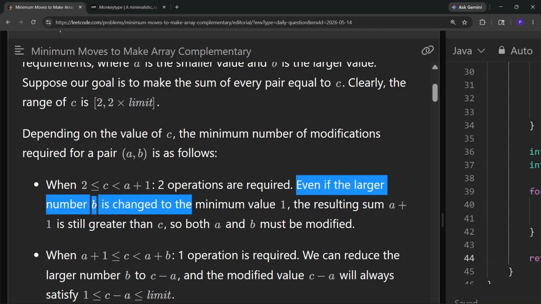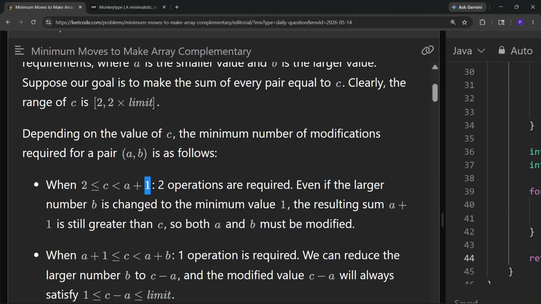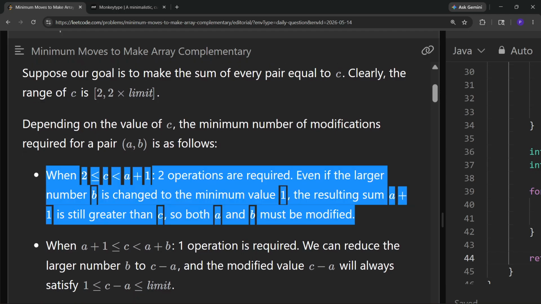Even if the larger number b is changed to the minimum value 1, the resulting sum a plus 1 is still greater than c. That's why we are ensuring this. That's why there's this a plus 1 here. Okay. So both A and B must be modified. Okay, that does make sense.